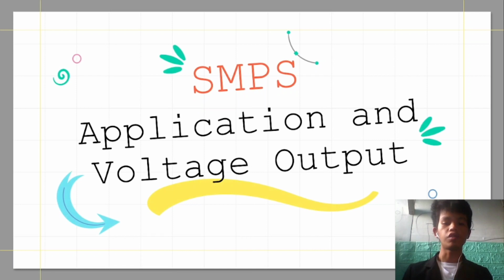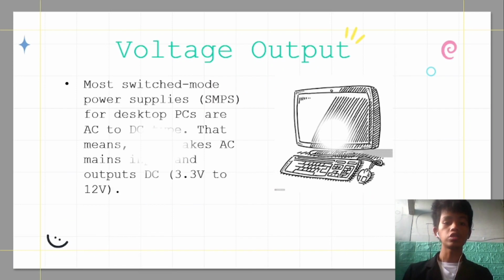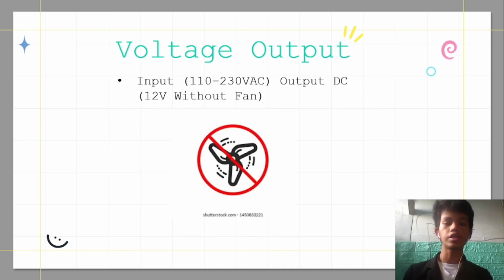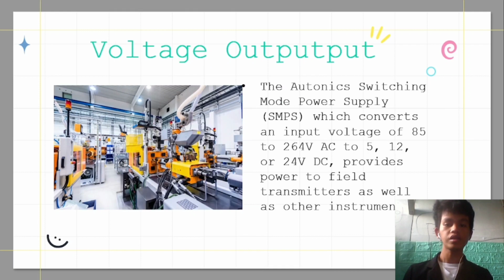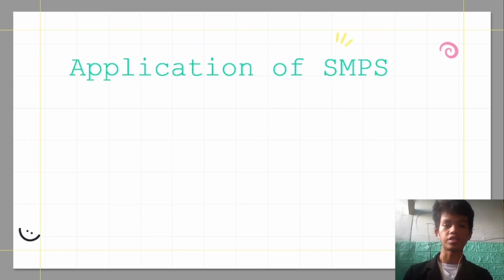SMPS application and voltage output. Most switch mode power supplies, or SMPS, for desktop PCs are AC to DC. That means SMPS takes AC mains input and outputs DC that ranges from 3.3 volts to 12 volts. Input is 110 to 230 VAC, output DC is 12 volts without a fan. The alternate switching mode power supply, or SMPS, which converts an input voltage of 85 to 264 VAC to 5, 12, or 24 DC, provides power to field transmitters as well as other instruments.